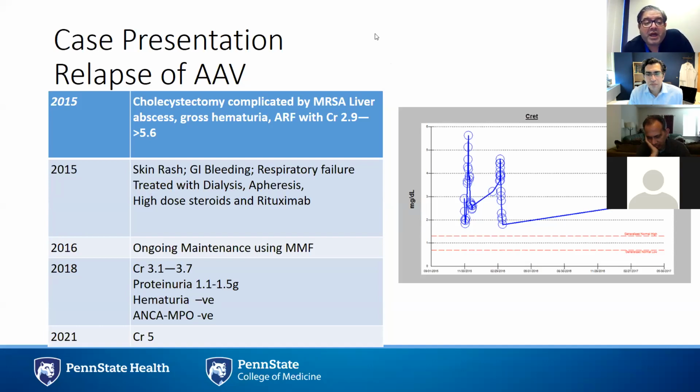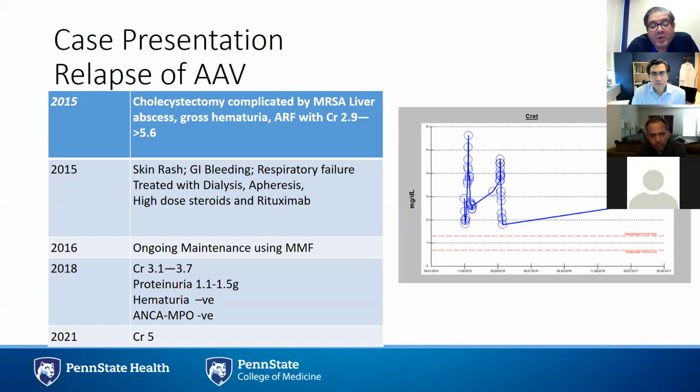But the critique I would have is, if they failed MMF prophylaxis, maintenance, then putting them back on MMF maintenance may or may not have been a solid idea. And this is 2016. At this time, we already know that MMF maintenance is maybe not that great. This is, I think, after MAINRITSAN 1 at least came out. So I would probably have put him on rituximab maintenance. This is MPO disease, not PR3 ANCA disease.